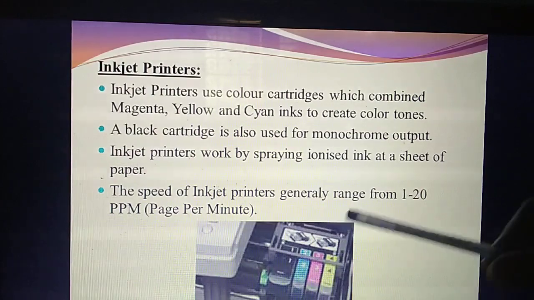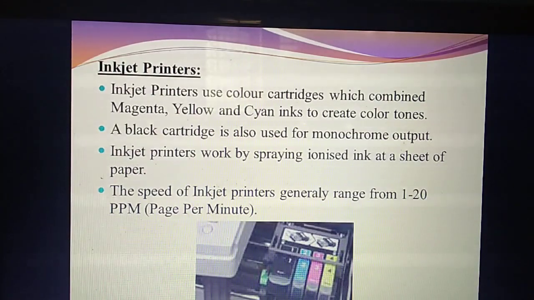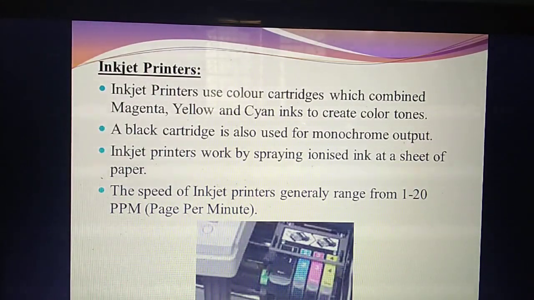So here, what's the speed? The speed of inkjet printers ranges from 1 to 20 ppm. That means 1 to 20 pages per minute. Per minute how many pages can it print in color? 1 to 20. But a laser printer can print 100 pages. Here it is 1 to 20. Understand? Very, very important question.